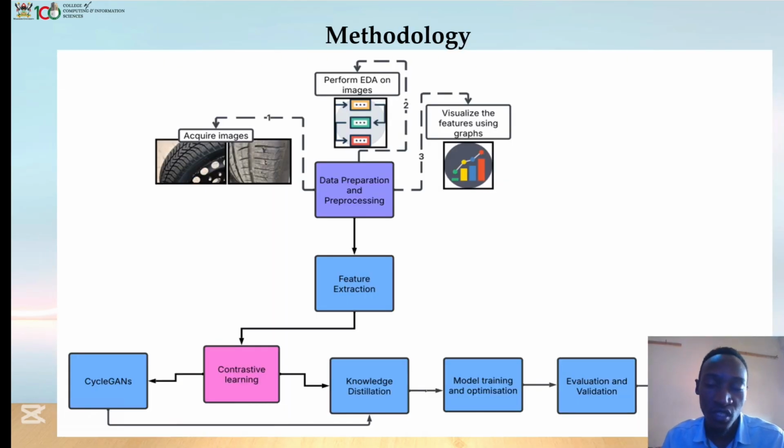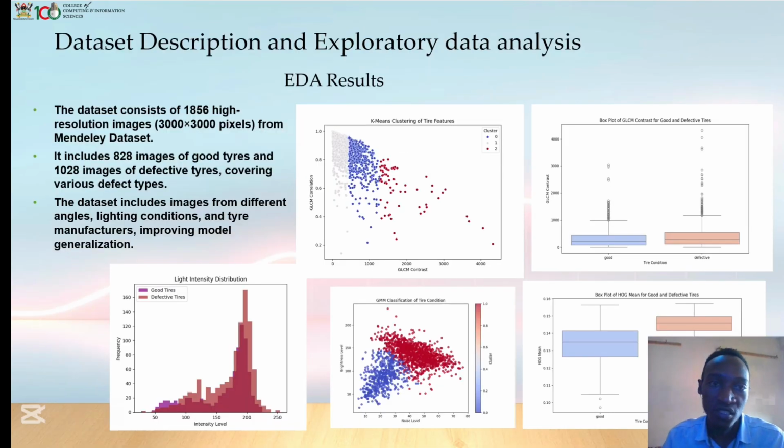Looking at the methodology, we look at the architecture, which begins with obtaining the dataset of images, then performing an EDA to understand the distribution of the tire images, then preparing and processing data, feature extraction, contrastive learning, model training and evaluation, and then deployment. The dataset was obtained from Mendeley, and it comprised about 1,000 high quality images. We did an EDA to understand the distribution, light intensity, and the feature correlation between the images.